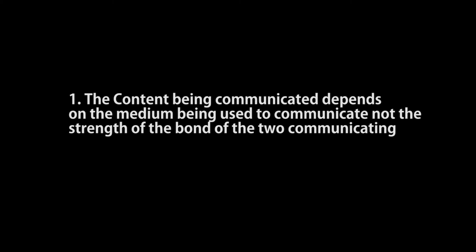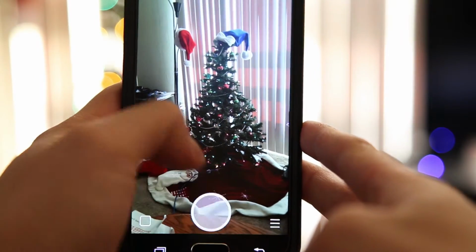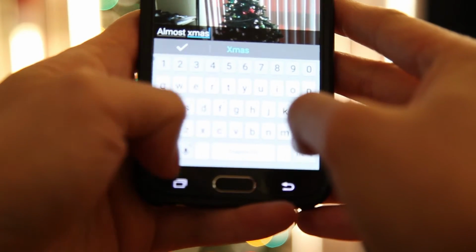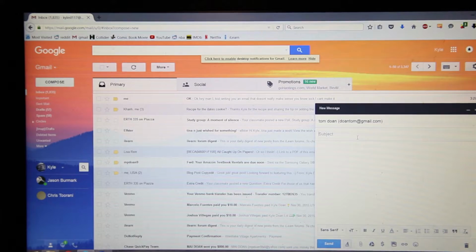1. The content being communicated depends on the medium being used to communicate, not the strength of the bond between the two communicating. For instance, look at the forms of communication that people use today. On something like Snapchat, you're going to be communicating to other people by sending a photo with a few words attached. But on something like email, you can write people pages and pages of writing.